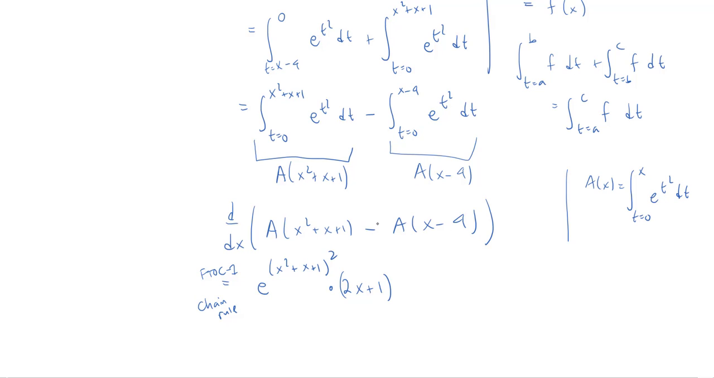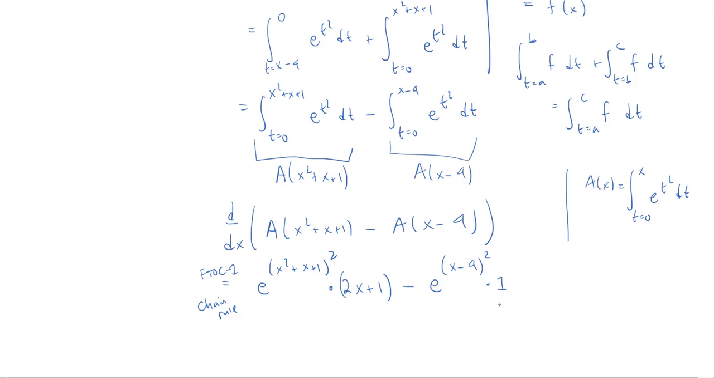All right, now I head over to the second piece, minus, again, I take the derivative of a of x minus 4, and I'm just going to get this original function, e to the t squared, but my t is now x minus 4. So e to the x minus 4 squared. And again, I have to use the chain rule, but when I do, I multiply by the derivative of x minus 4, which is just a 1. So that's not going to hurt anything.